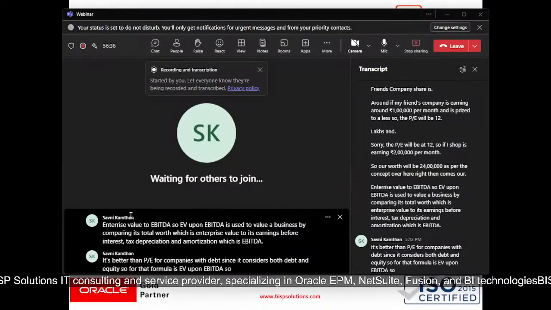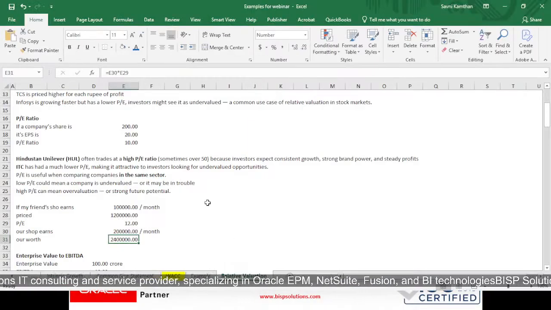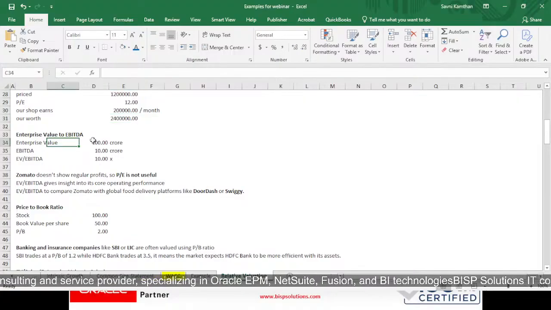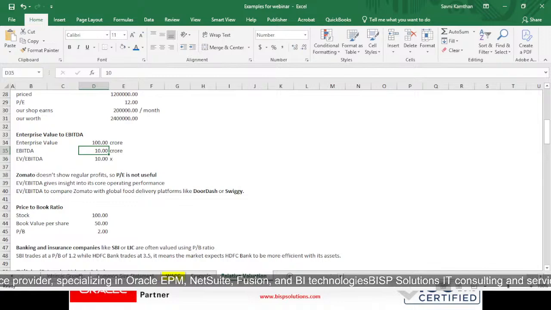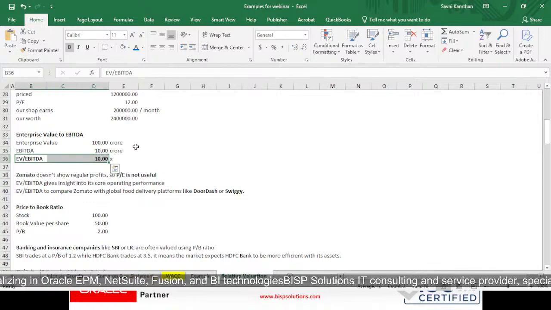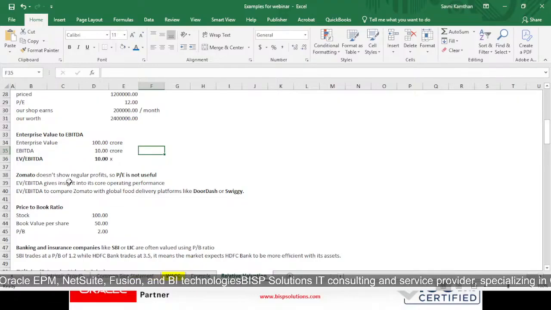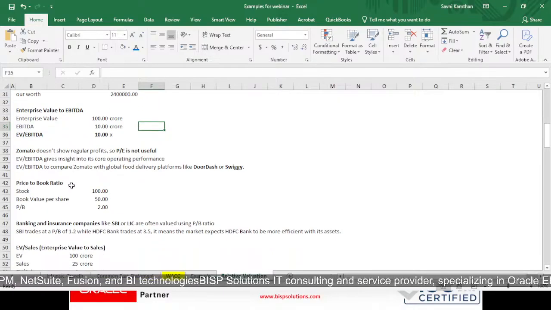So let's take an example for the same. Our enterprise value is 100 crores and our EBITDA is 10 crores, and if we calculate, our EV upon EBITDA is 10x, right? So it means the business is valued at 10 times its annual operating profit, right?